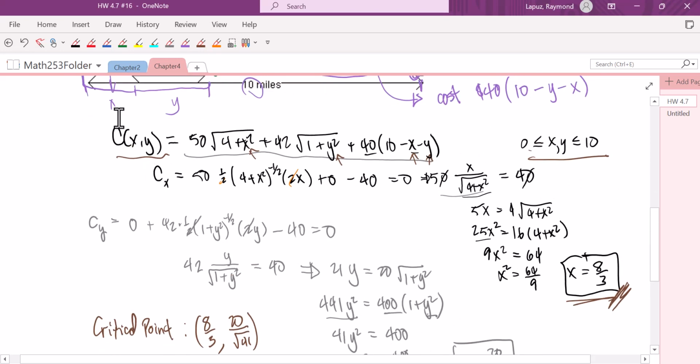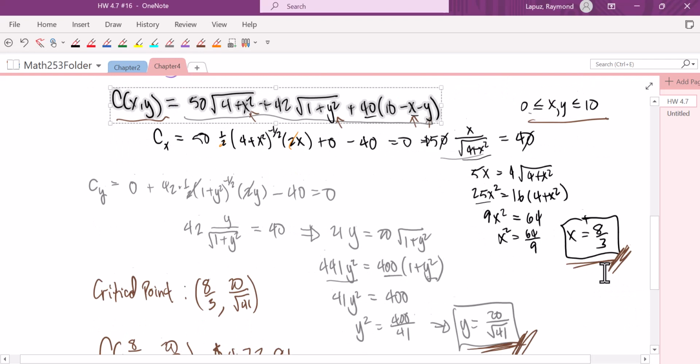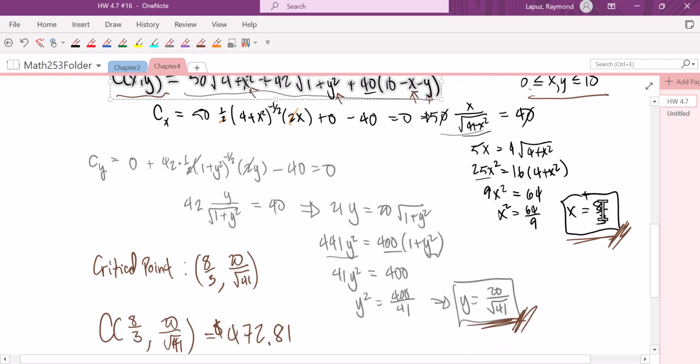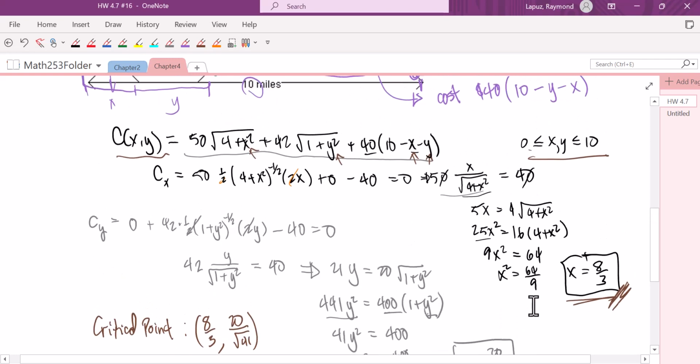Another thing you could do is you can use Calcplot3D or some other graphing program to graph this, and you can see when the x value is 8/3 and y is 20 over root 41, you should get the lowest point on this graph.